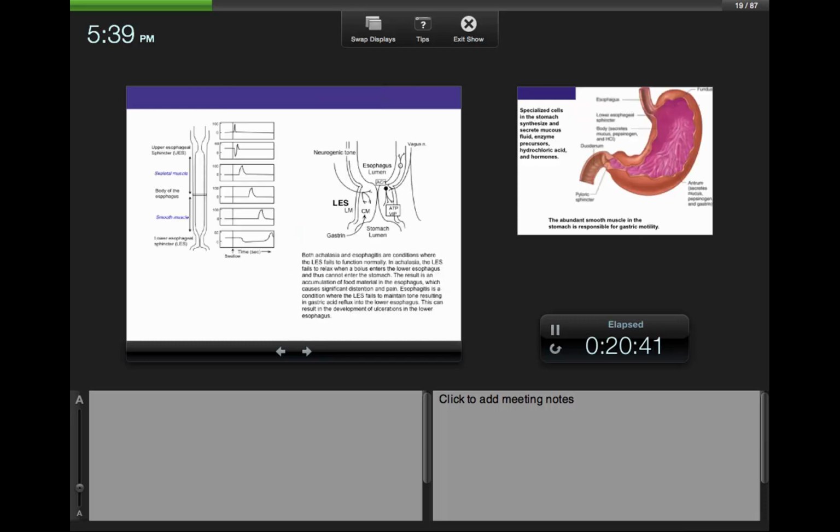Now, the thing to remember, and I think this is something you might want to star, a lot of students kind of miss this. The upper part of the esophagus is under skeletal muscle control. The bottom part of the esophagus is under smooth muscle control. The reason why I say that is because of myasthenia gravis. This is a very important way to diagnose animals with myasthenia gravis.